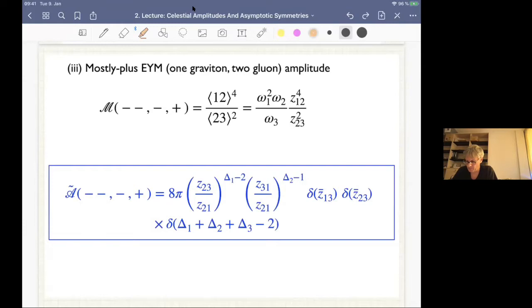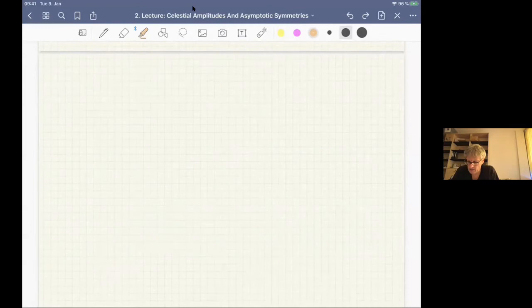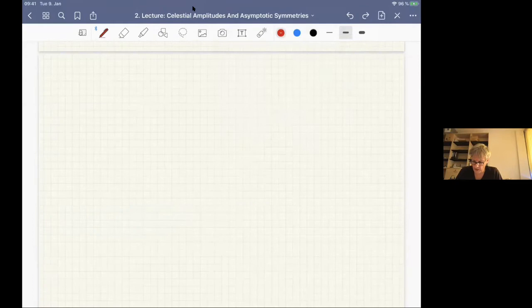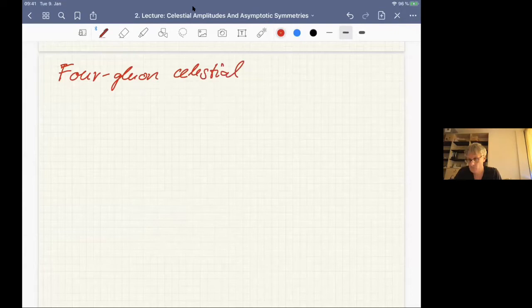Of course you may say, okay, can we only do 3-point amplitudes? That's maybe completely trivial, but of course we can also do a higher point amplitude. Let me just sketch, because then it also looks more non-trivial, how the 4-gluon celestial amplitude is computed. And again, we do what has also been discussed in the question session.